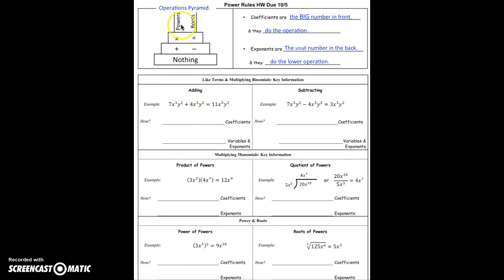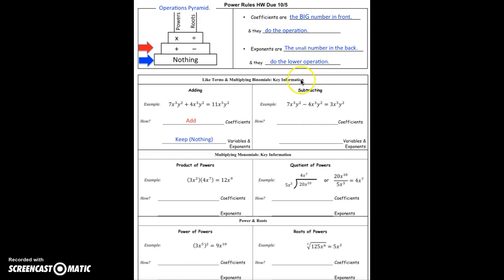So how can we use this operation pyramid to help us memorize that? Well, as it says here, the coefficients are the big numbers. They're going to do what you say. So if we're adding, you just have to remember that coefficients do exactly what you say, our coefficients are going to add. And the exponents, if we're using this pyramid, they do the lower operation. So below the addition, according to this pyramid, is nothing. So coefficients add, and exponents do nothing, which means they stay the same.